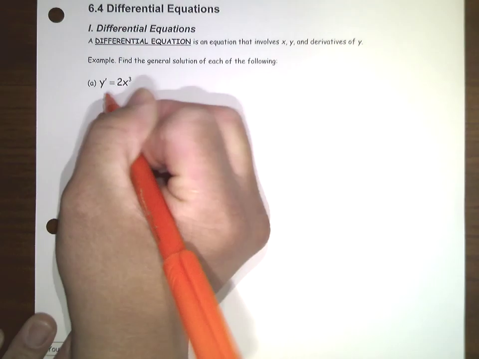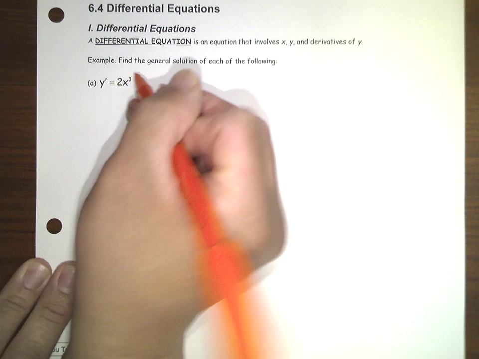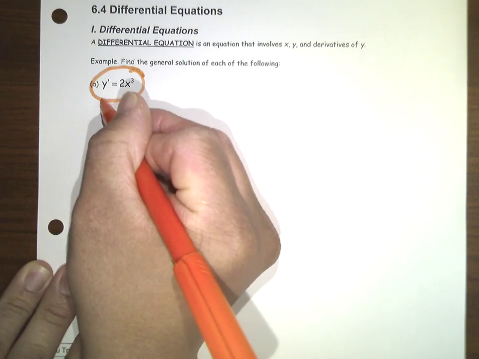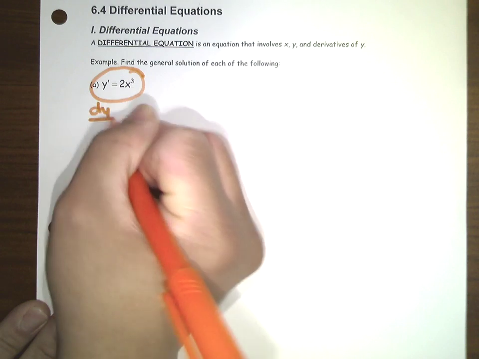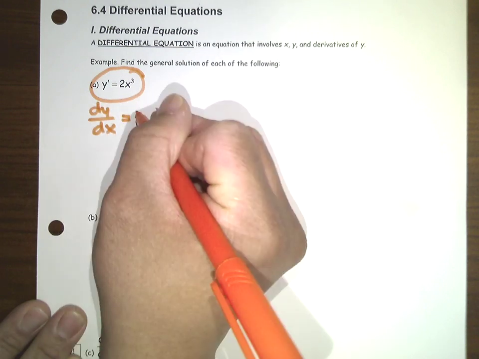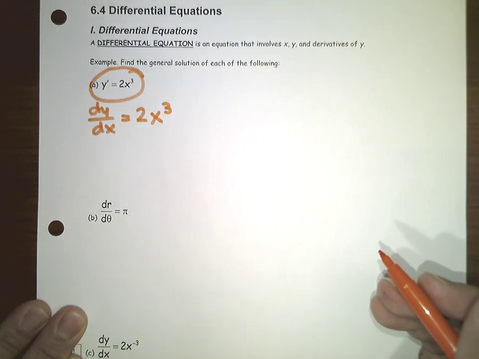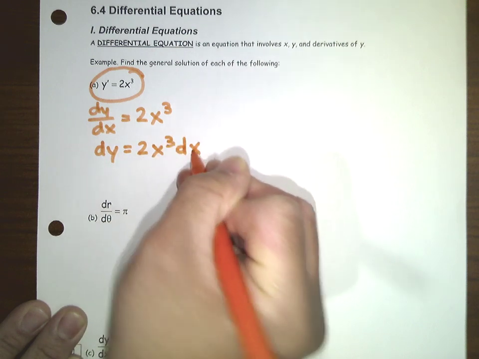Here we have y prime is equal to 2x to the third. This is definitely an equation that involves a derivative, y prime, and then the variable x. So what are you going to do about that? Well, I am going to rewrite y prime as dy dx is equal to 2x to the third. Then I will rewrite this in differential form. So that would be dy is 2x to the third dx.